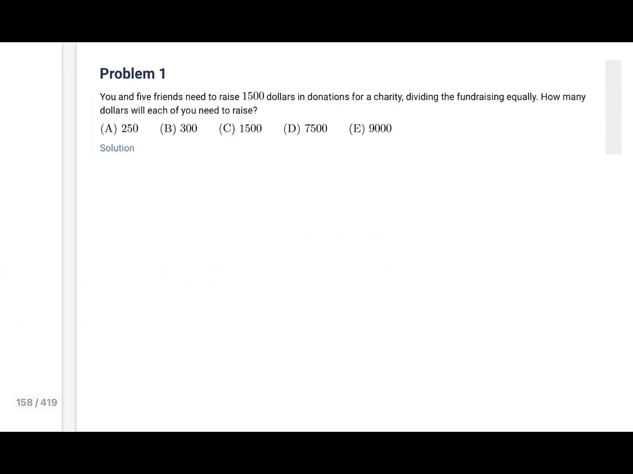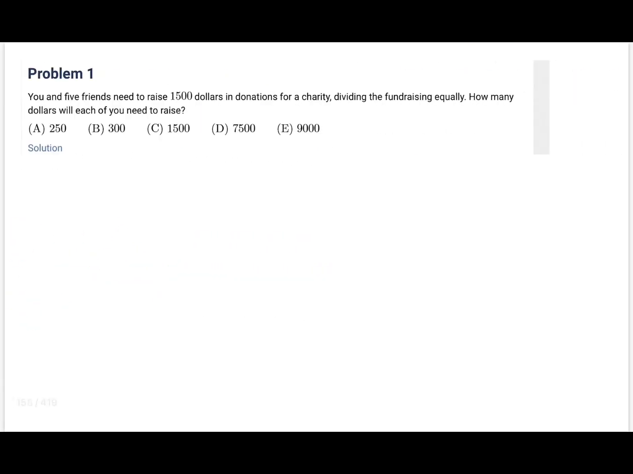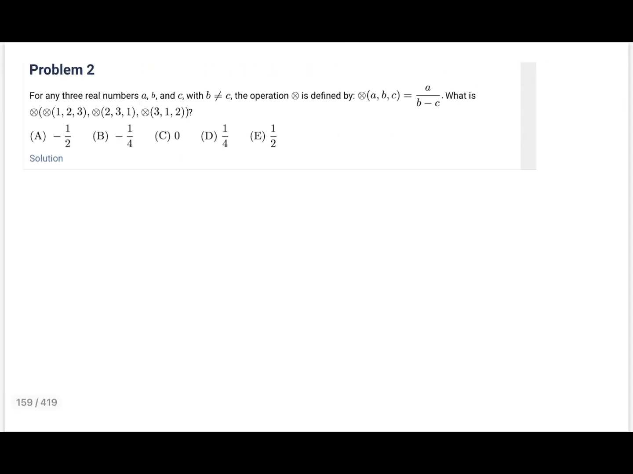So let's get started. First problem, you and 5 friends need to raise $1,500 in donations for a charity. Dividing the fundraising equally, how many dollars will each of you need to raise? It says you and 5 friends, so that means it's 6 people. 1,500 divided by 3 equals 500, divided by 2 equals 250. The answer is A.